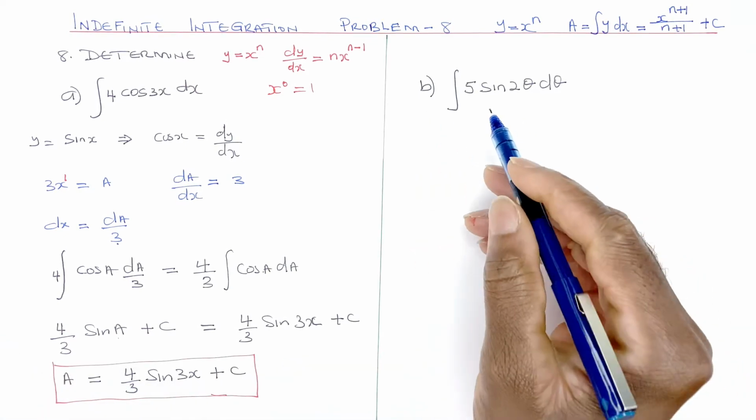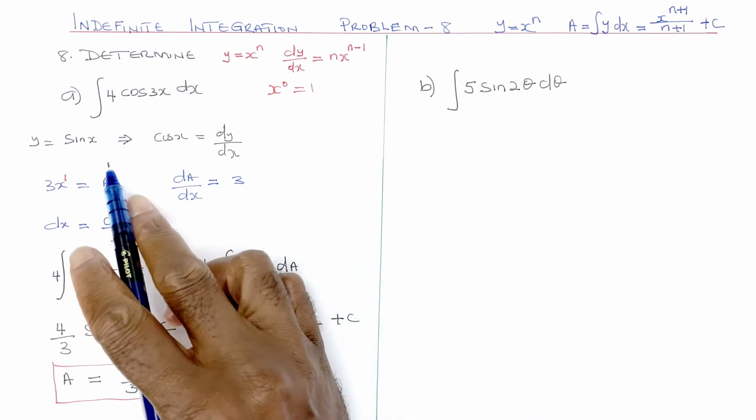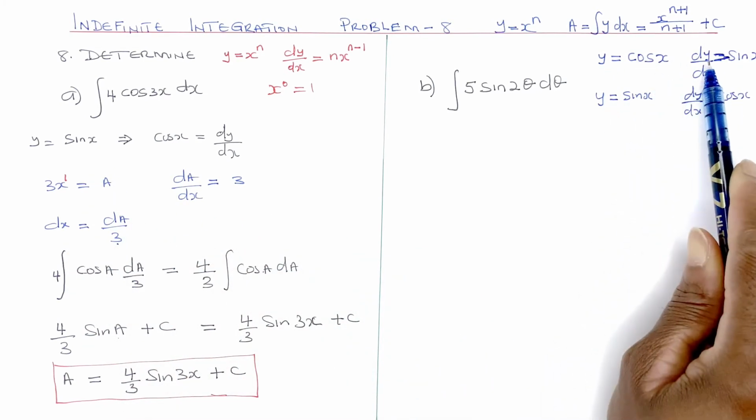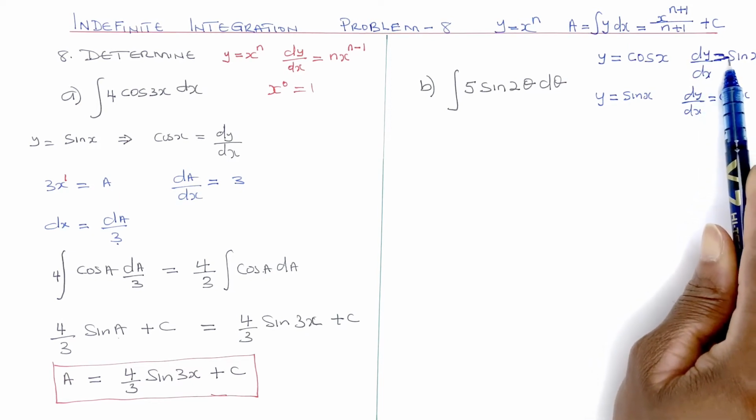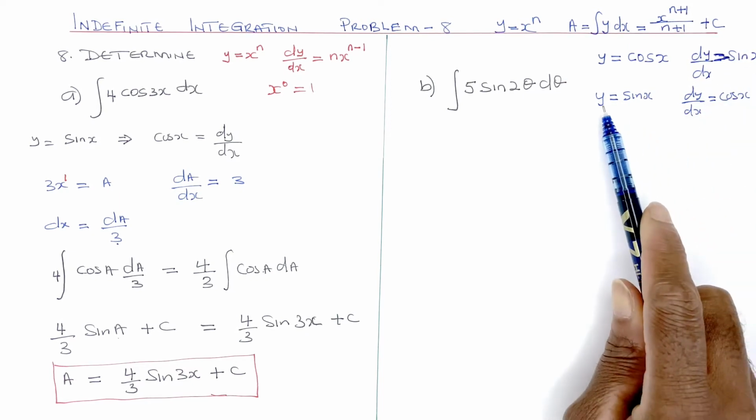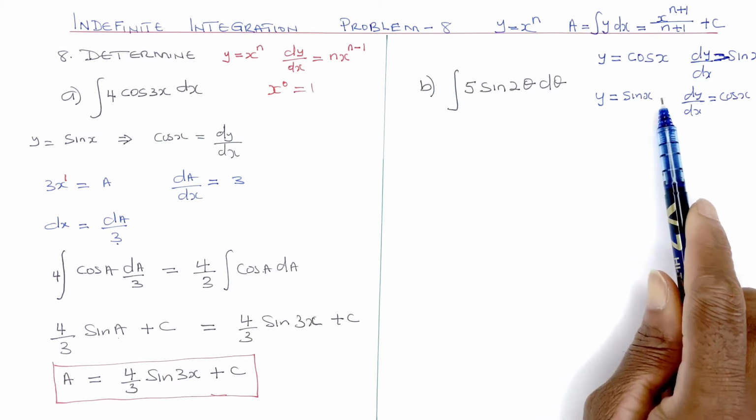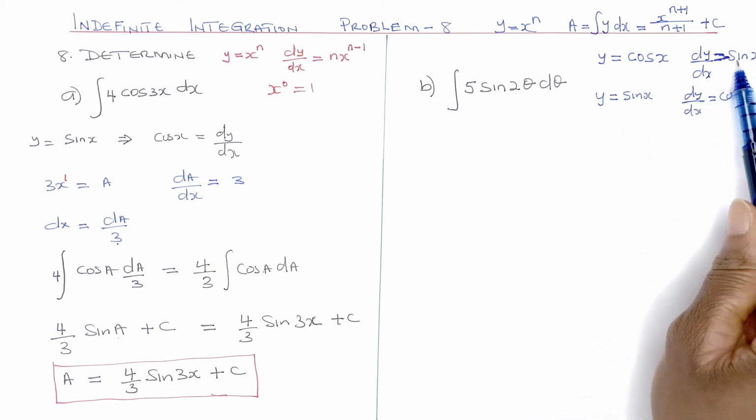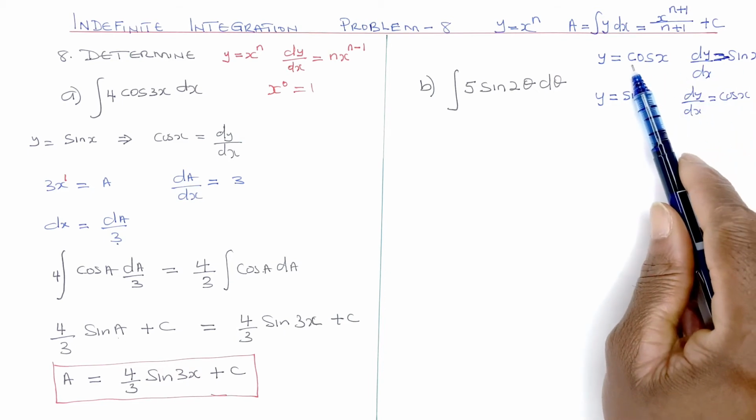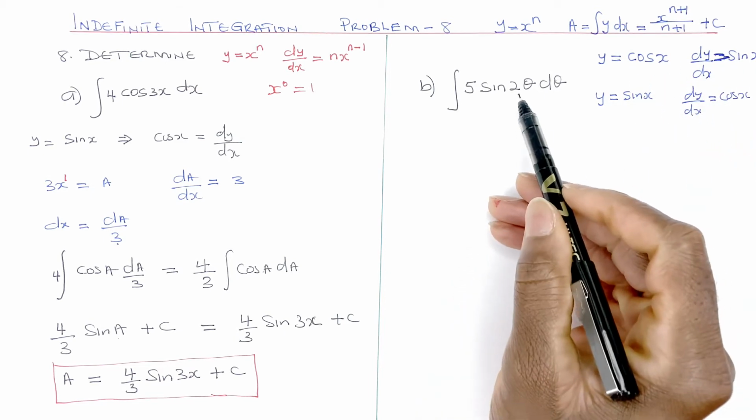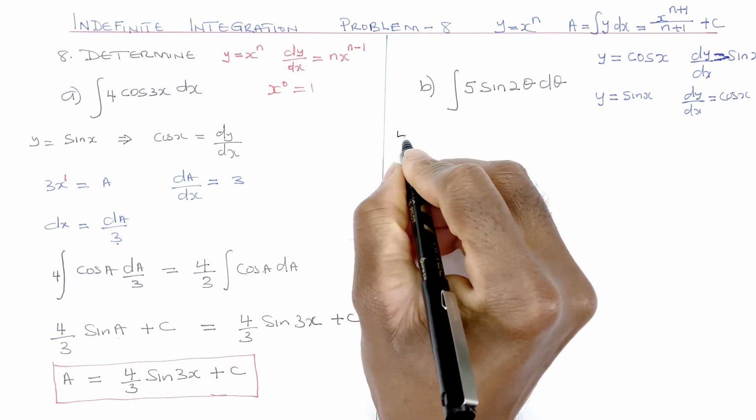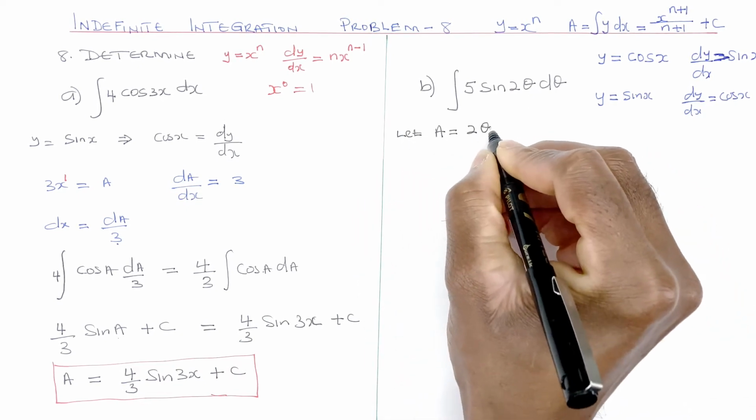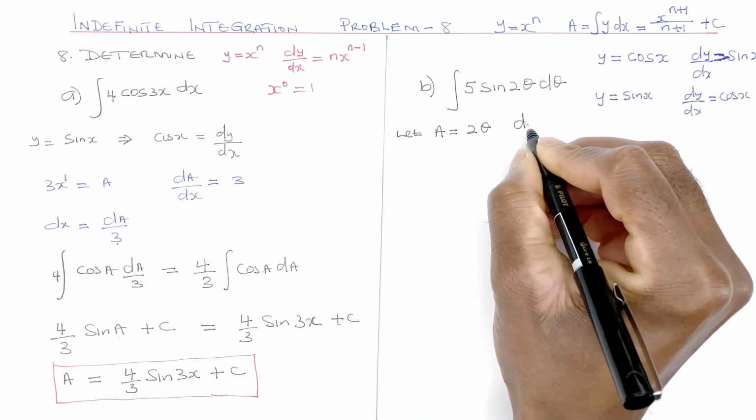Part B. Again, we have something similar to what we just did. If you differentiate cos of x, we get dy/dx equals minus sine of x. If we differentiate y equals sine of x, dy/dx will be cos of x. If we integrate sine of x, we get minus cos of x. But then we've got a function of a function here. So I'm going to say let a equal 2 theta.